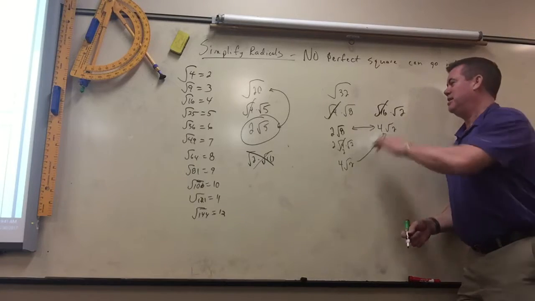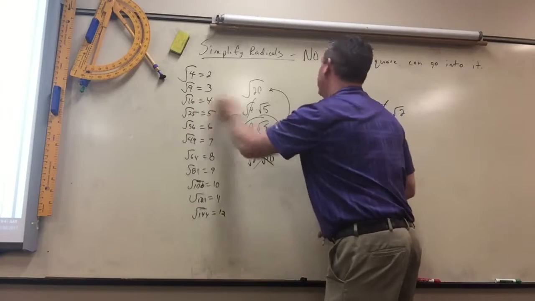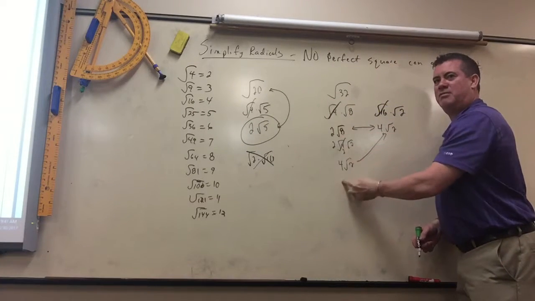So it's quicker if you find the biggest perfect square that goes into it. If you don't, then you got to simplify it again.